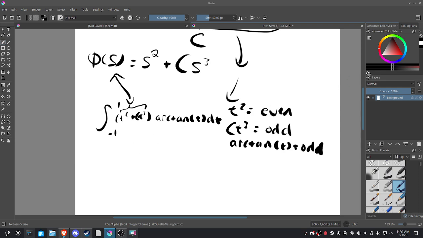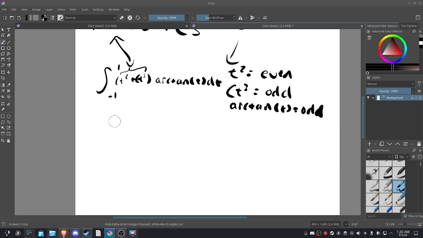So, a fun thing about even and odd functions is they're kind of intuitive when you see how it works when you multiply them together. An even times an odd function equals odd. Even times even equals even, of course.